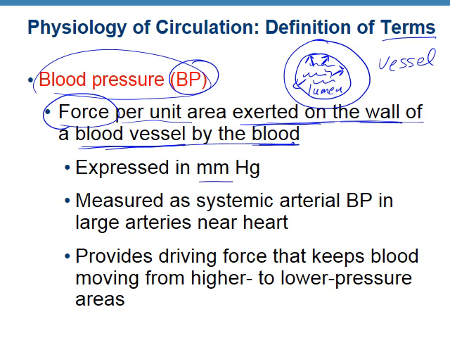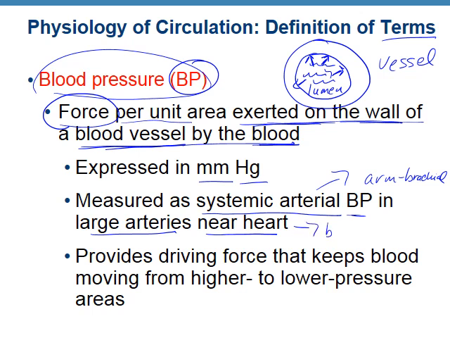We usually express it in millimeters of mercury. It is measured as systemic arterial blood pressure in the large arteries near the heart. So when we're taking blood pressure, we're usually doing it in the arm. We're usually doing brachial, right? But remember, in the arteries nearest the heart, this is when the blood pressure is the highest.